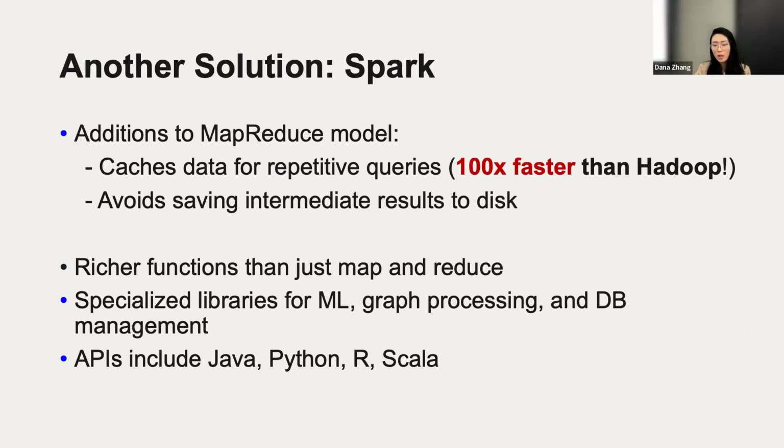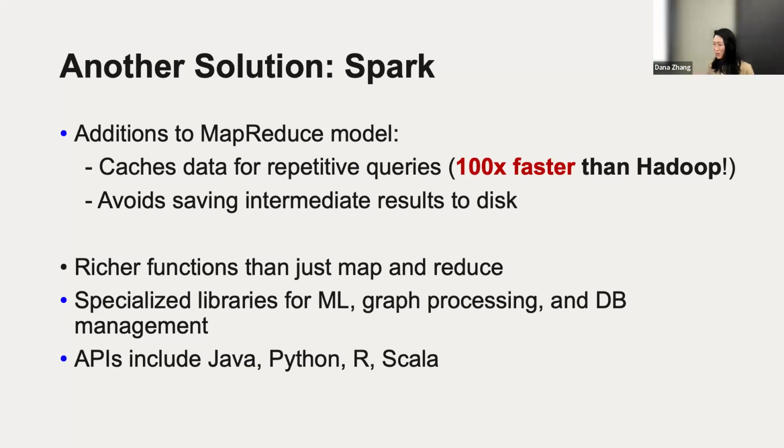Okay, so here are some of the additions in Spark that extend beyond the MapReduce model. It's able to cache your data for repetitive queries. When we talk about caching, we are looking at storing data in very fast memory. That's why usually when you buy a computer, you can have 1 terabyte of storage, but you can't easily have 1 terabyte of RAM. Right, that would cost you a crap ton of money.